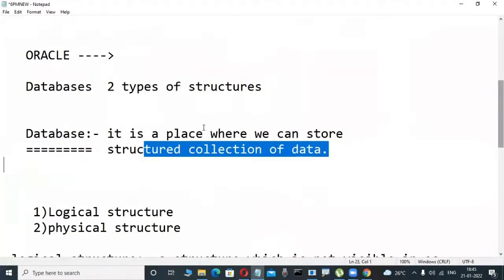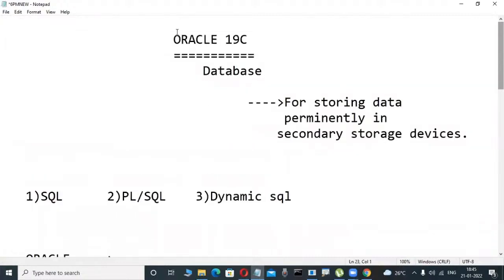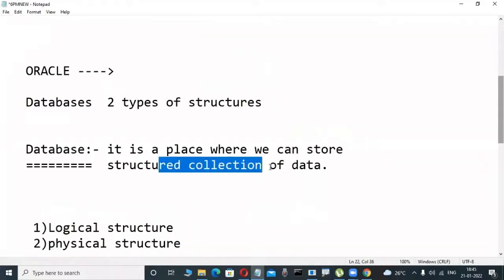Understood? That's why this Oracle is a product from Oracle Corporation. In our course we are learning the 19c version only. This is a database product. If anybody asks what is a database, as developers we tell them it is a place where we can store a structured collection of data. That is the logical side we are telling.